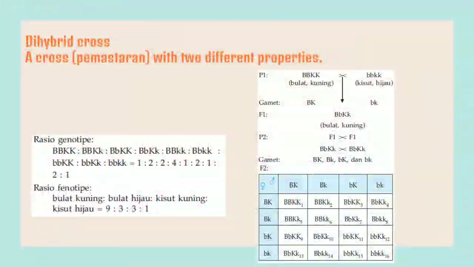The dihybrid cross is a cross with two different properties. Example can be seen on the side.